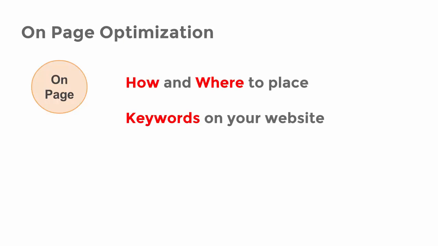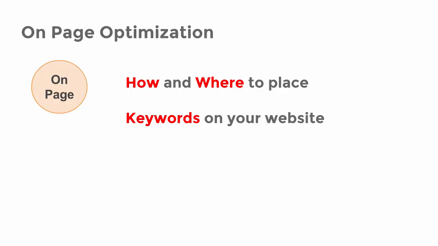What on-page optimization is about can be put in one sentence. It's all about how and where to place keywords on your website. Keywords are the terms a user puts in the Google search or Bing or Yahoo. And if you wish to rank for a certain keyword, you need to place it on your web page. There are different places where to locate keywords.